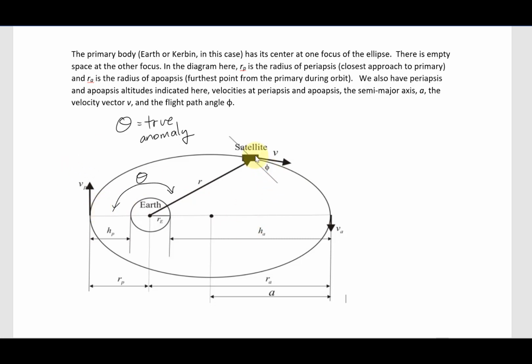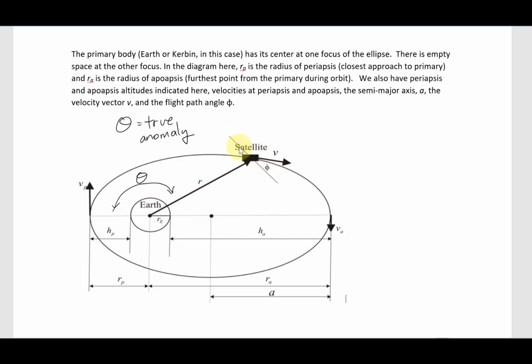There's also just the velocity at any particular point in the orbit given by this vector v, so it's tangent to the orbital path. And there's a flight path angle indicated here, phi, and that's the angle between velocity and the perpendicular to the radial vector. So the radial vector is this guy. This is perpendicular to the radial vector.